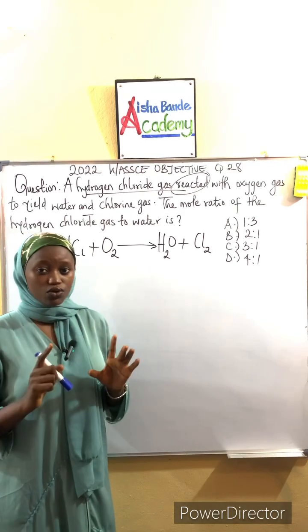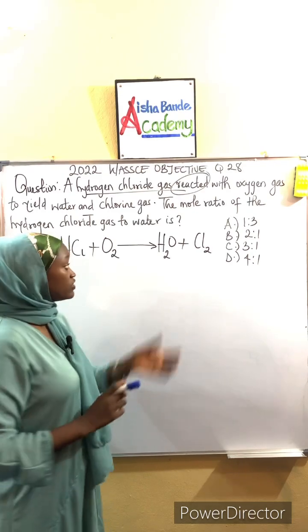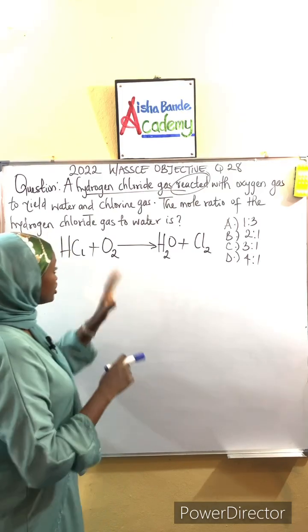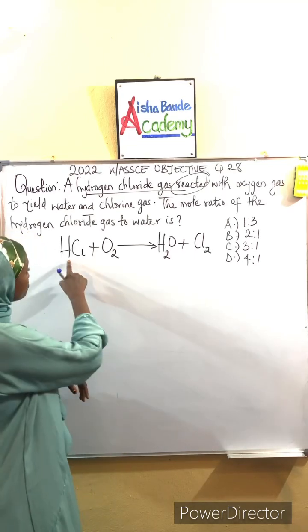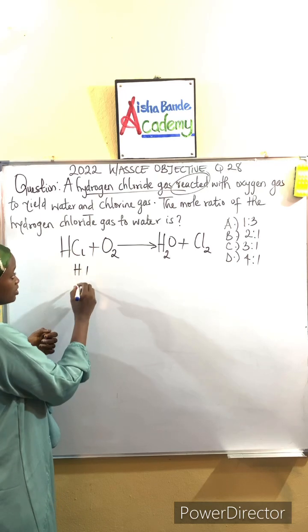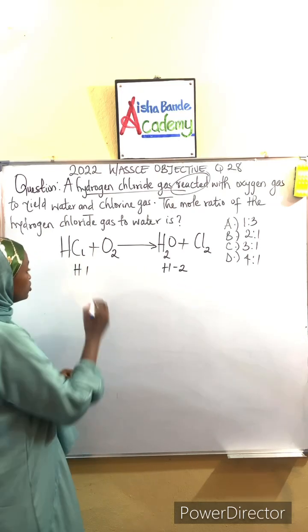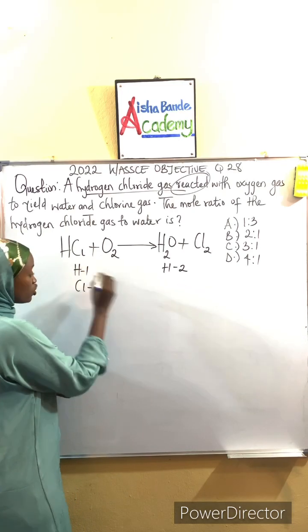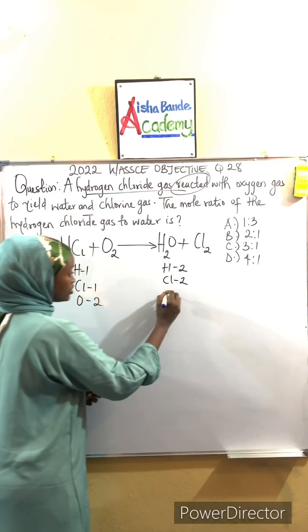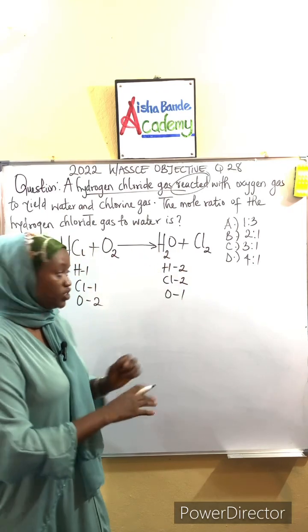After writing out any chemical equation in chemistry, you have to check if that equation is balanced, because if the equation is not balanced, whatever you solve afterwards will not give you the correct value. So let's look at this equation. On the reactant side, hydrogen has a value of 1, here hydrogen has a value of 2, so hydrogen is not balanced. Chlorine here has a value of 1, here chlorine has a value of 2. Oxygen here has a value of 2, while oxygen here has a value of 1. So obviously this equation is not balanced. Let's balance the equation.